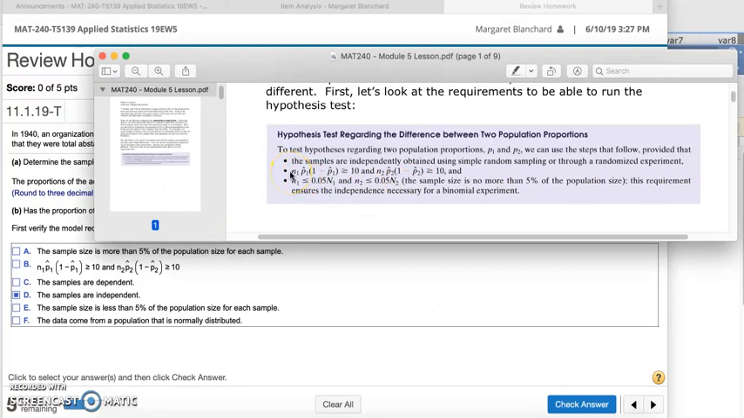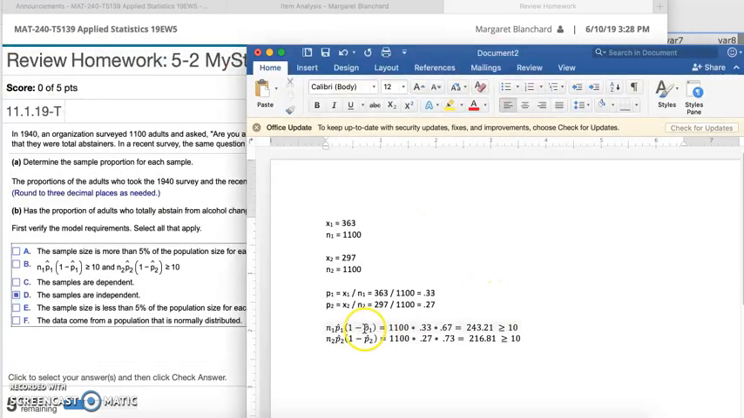The second requirement, N1 times P hat 1 times 1 minus P hat 1 is greater than or equal to 10, and the same thing for the second sample, N2 times P hat 2 times 1 minus P hat 2 is greater than or equal to 10. So by going back to our numbers, we plug that in, we end up with 1,100 times 0.33 times 0.67, which just gives us 243.21, which is clearly greater than or equal to 10. That's for the first sample. The second sample, we have 1,100 times 0.27 times 0.73 equals 216.81, which is greater than or equal to 10.